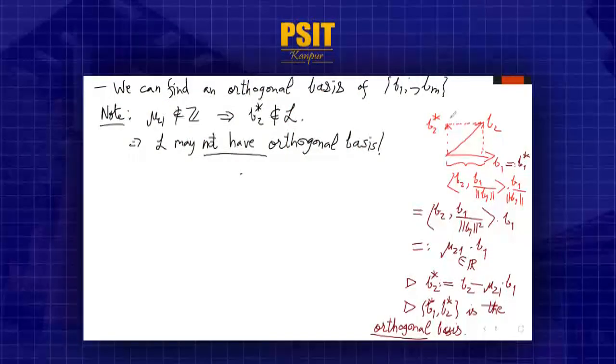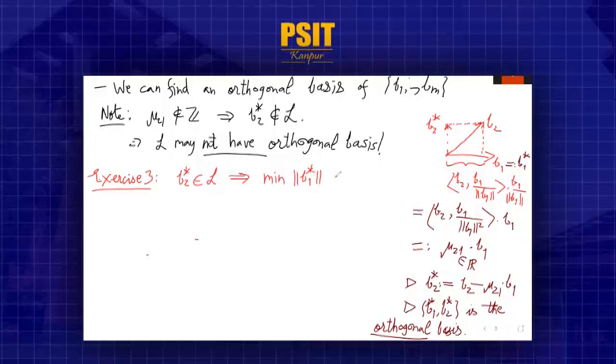And exercise 3 for you is now to show that if this B2 star happens to be in the lattice, then the minimum of B1 star, B2 star happens to be the shortest vector. So an orthogonal basis will immediately give you a shortest vector if the orthogonal basis is in the lattice.